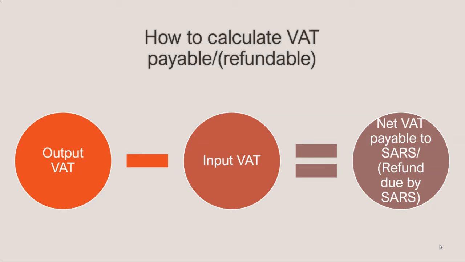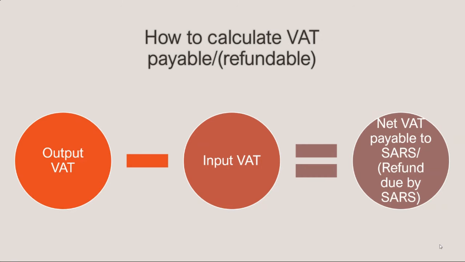Now, to work out whether you owe SARS money or SARS owes you money, you take the output VAT, so the money I have to pay over to SARS, less the money that SARS needs to pay me, and then the net amount. So that's why we call it net VAT payable or a refund due to SARS. That is the money that will either be paid to SARS. So if it's payable, I owe SARS that money. If it's a refund, SARS will pay that money back to me. Okay, so that is the basic calculation.